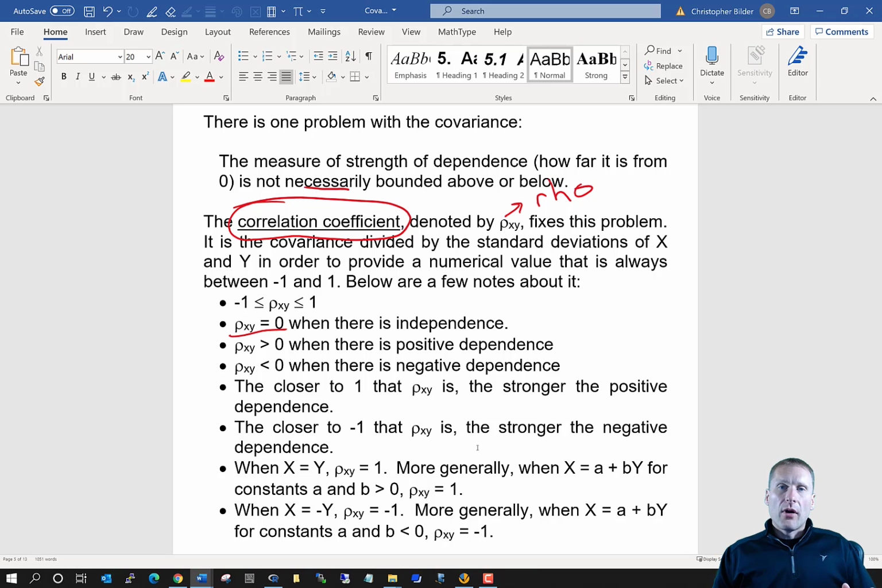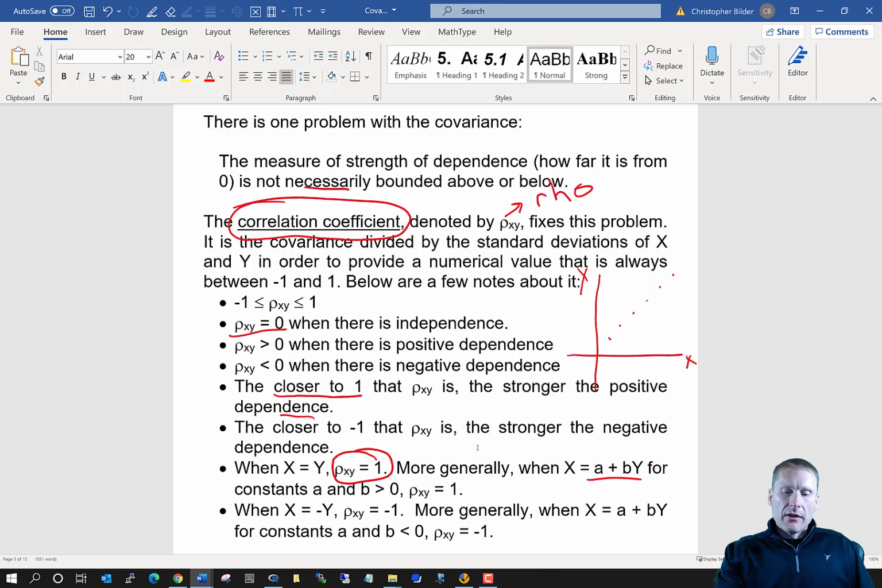Now, correlation being greater than 0 means you have positive dependence. Correlation being less than 0 means you have negative dependence. And the closer you are to 1, the stronger the positive dependence. If you are actually at 1, that means you have perfect positive dependence, meaning that if you know x, you can get y. If you know y, you can get x. In terms of what a plot of that will look like, corresponding to what we had before, you would have something that looks like this. All the points will lie on a straight line. Let's say the line x equals a plus b times y.